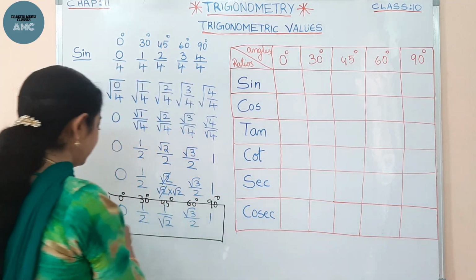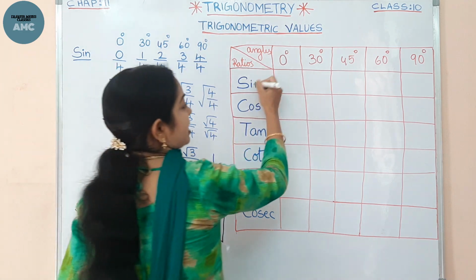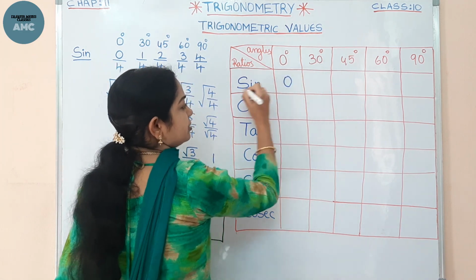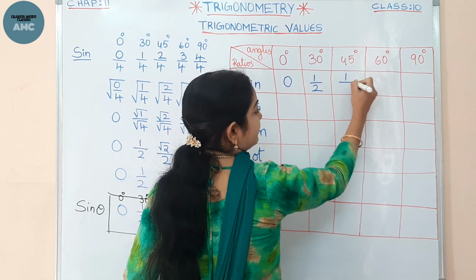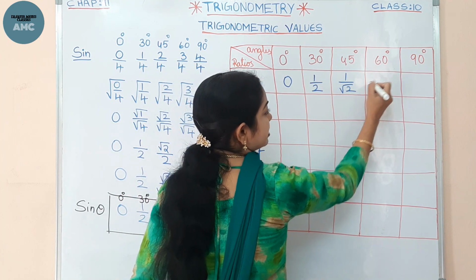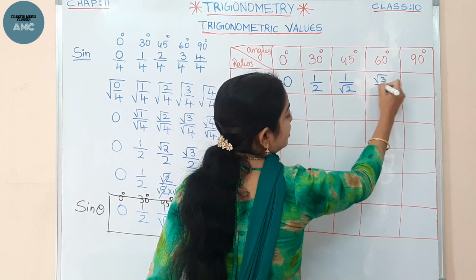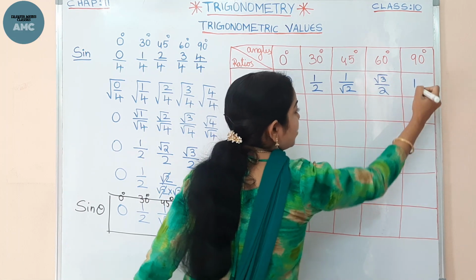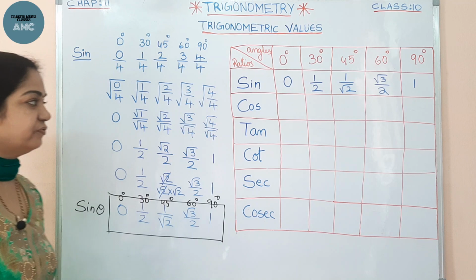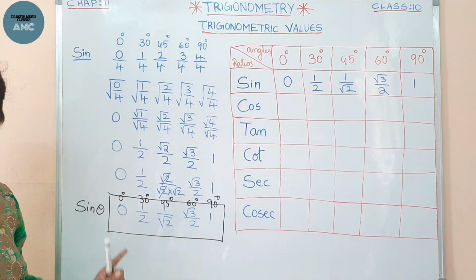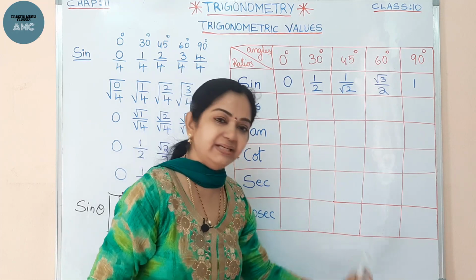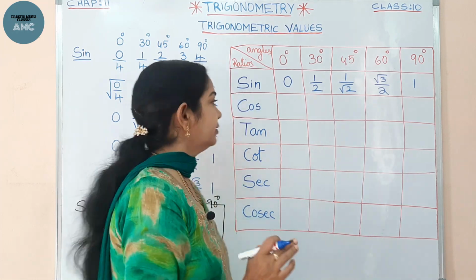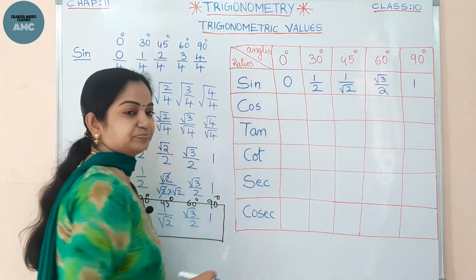Now what values we got here? For sine 0 degrees we got 0, sine 30 degrees we got 1 by 2, sine 45 is 1 by root 2, sine 60 is root 3 by 2 and sine 90 is 1. So we got only the sine values, and if you remember only the sine values, you can fill the complete table on your own. Right, now coming to cos.